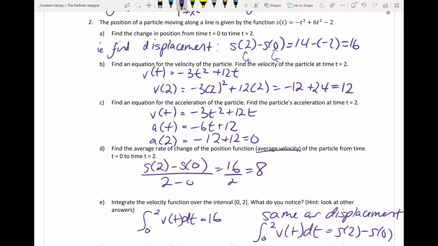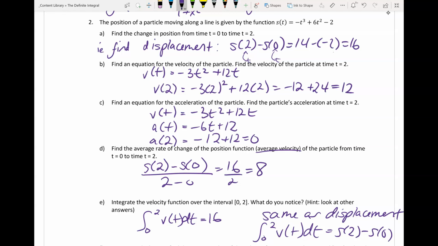And then you'll do 2 to the power of 3 times negative 1 plus 6 times 2 to the power of 2 and then minus 2. And then do the same thing for 0, which is just minus 2. Simplify, you should get 16 as your change in position.